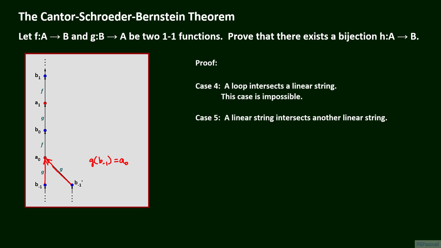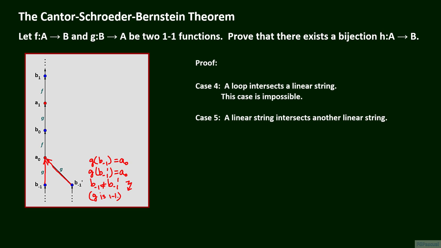Along the other graph, a sub 0 is also equal to g of b sub minus 1 prime. The assumption here is a sub 0 is the point at which the two graphs start to merge, so that b sub minus 1 cannot be equal to b sub minus 1 prime. This is a contradiction because the function g is 1-to-1. G cannot assign the same element of set A to two distinct elements of set B.